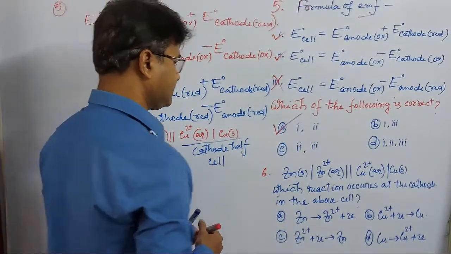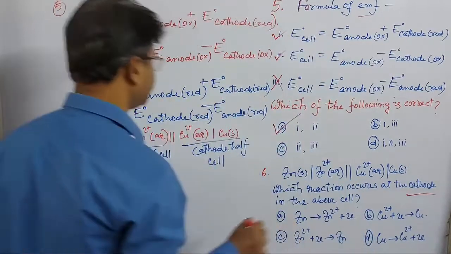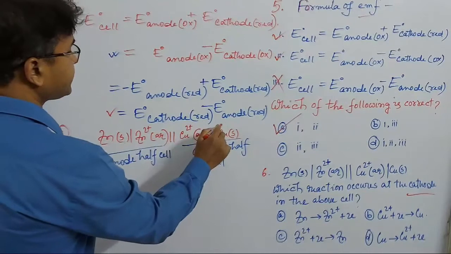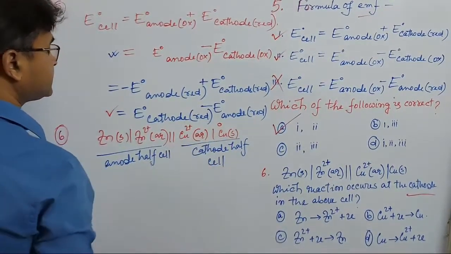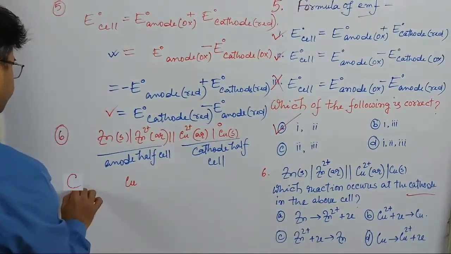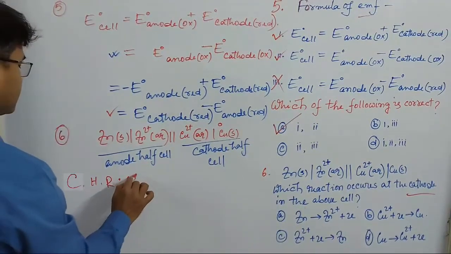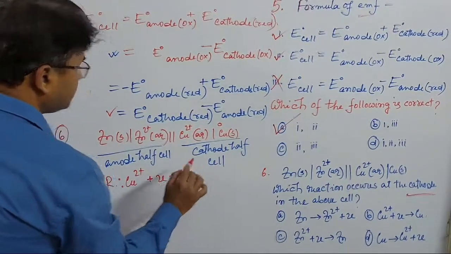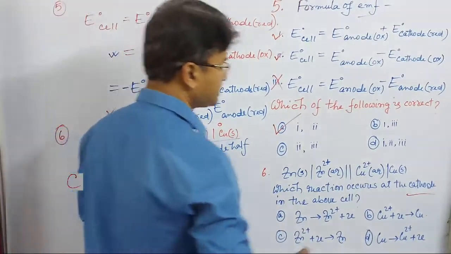So my question is which reaction occurs in the cathode. That's why my concern is the cathode. So in the cathode, from copper 2 plus, copper is produced, and the oxidation number of copper metal is actually 0 here. So in the half cell reaction, copper 2 plus accepts 2 electrons to form copper. So the choice B is correct.